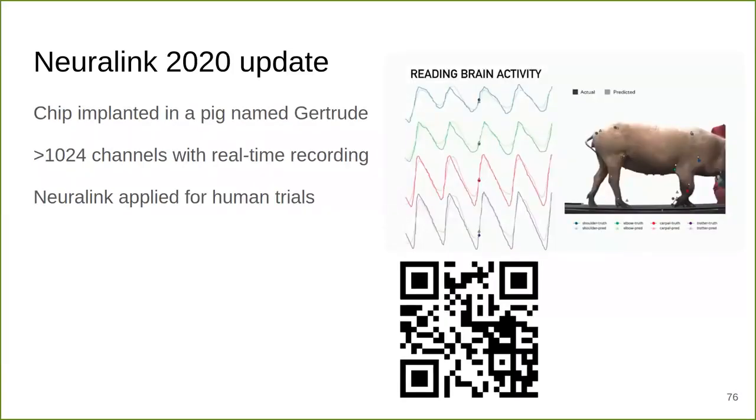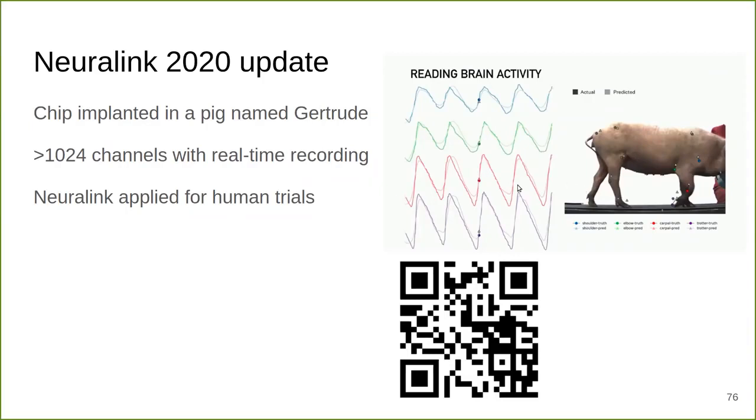And as for this year, in this August, we had another presentation. This year, the Neuralink chip was introduced into a pig named Gertrude, and this time they had more than 1,000 channels with real-time recording. They recorded a lot of stuff, how this pig walked on a treadmill, and they reconstructed the position of joints in real time from neural signals. You can see there are some small details here, but the predicted position of joints was very similar to the real position of joints when the pig was walking on the treadmill.